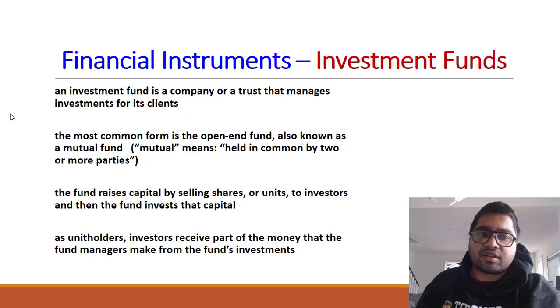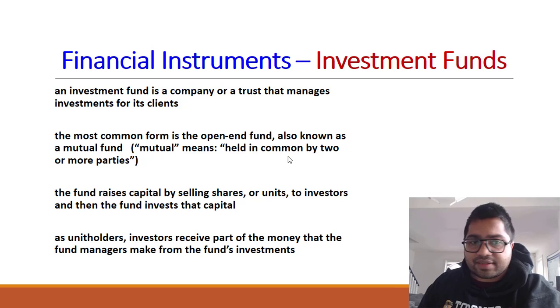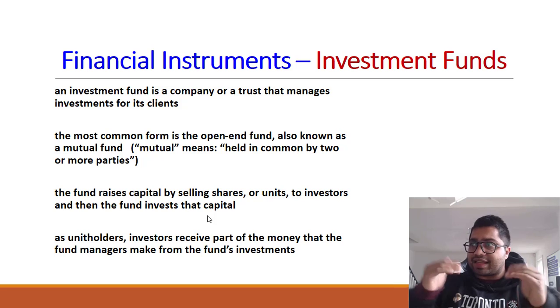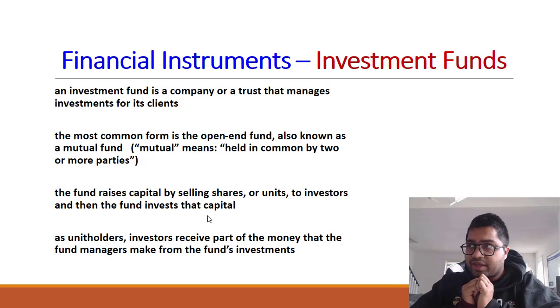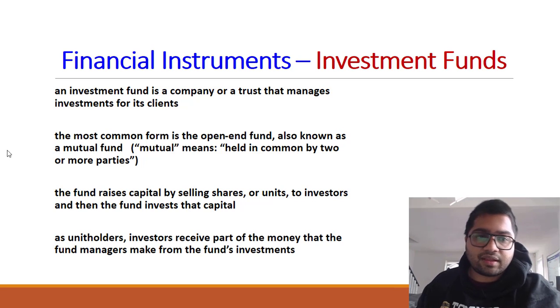The most common form is an open-ended fund, also known as mutual funds. Mutual means held in common by two or more parties. The fund raises capital by selling share units to investors, and then the fund invests the capital. So funds generally sell their shares, right? Investors buy those shares by giving funds the money. Funds get that money and then make investments. As a unit holder, investors receive part of the money that the fund manager makes from the fund's investments.